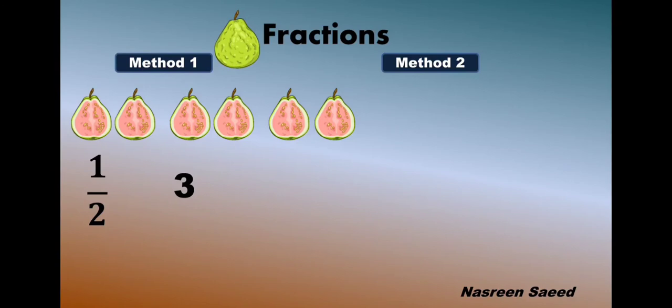Therefore, each person will have 3 upon 2 gavas. How many will each person have? 3 upon 2 gavas. This is the first method. Now let us see the second method.